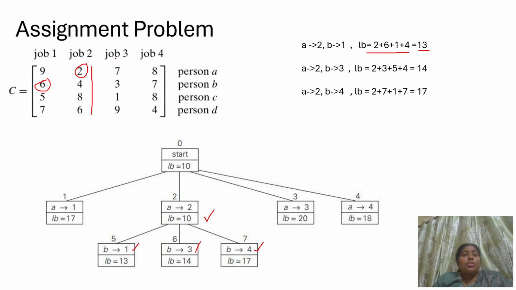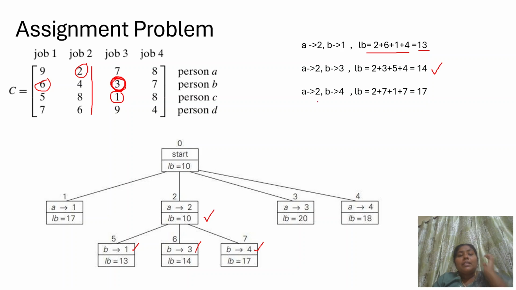And next one, job B is assigned to the third job. So third job means which here? 3 is assigned here. I'm just selecting the third one. So 2 plus 3 plus, from the remaining, 4, 5 I am just taking here, 4 I am just taking here. What is the lower bound here? That is equal to 14.